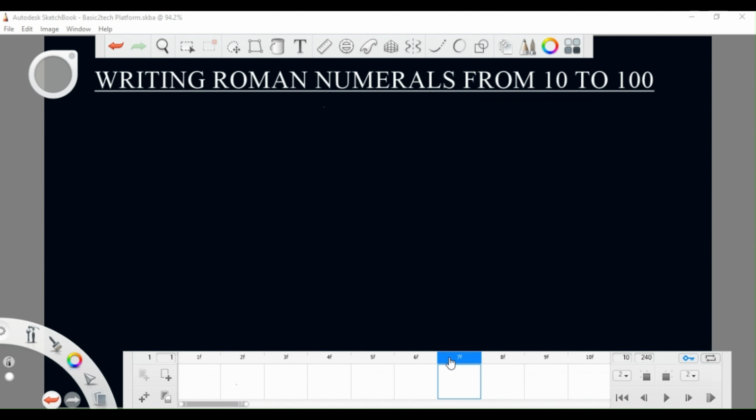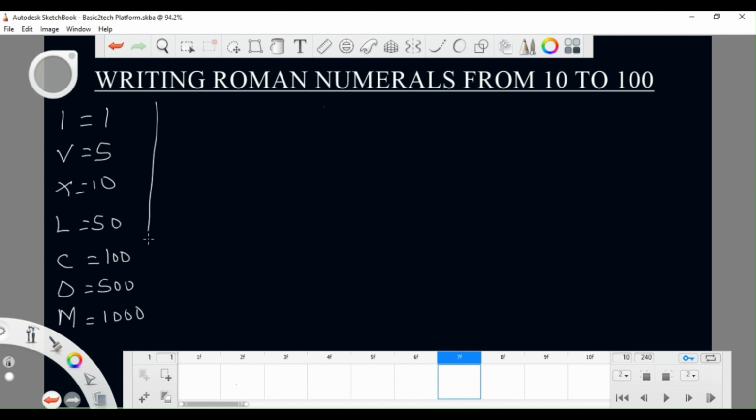Now let's write Roman numerals from 10 to 100. Please remember the rules. Again, we have several symbols in the Roman numerals. We have I, which is 1. We have V, which is 5. We have X, which is 10. And we have L, which is 50. We have C, which is 100. We have D, which is 500. And we have M, which is 1,000.